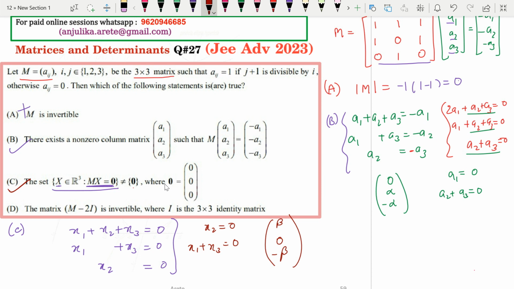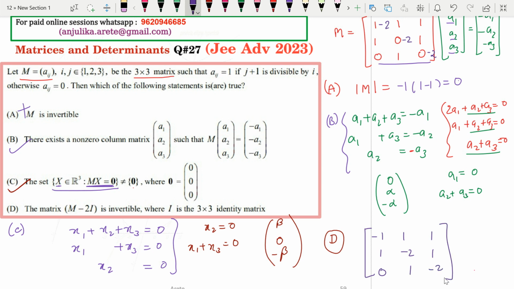Let's go to D. D is telling you that M minus 2I. How do you get M minus 2I? I is just a diagonal matrix with ones in it. So when you do M minus 2I, 2 gets subtracted from its diagonal elements. So what is the matrix which you get? M minus 2I, tell me. Negative 1, 1, 1, 1, negative 2 and 1, and then 0, 1 and negative 2.